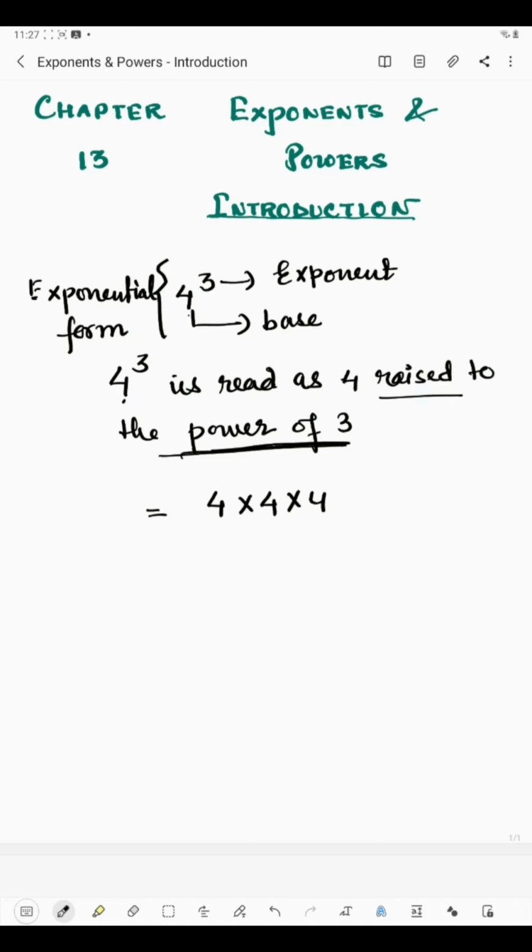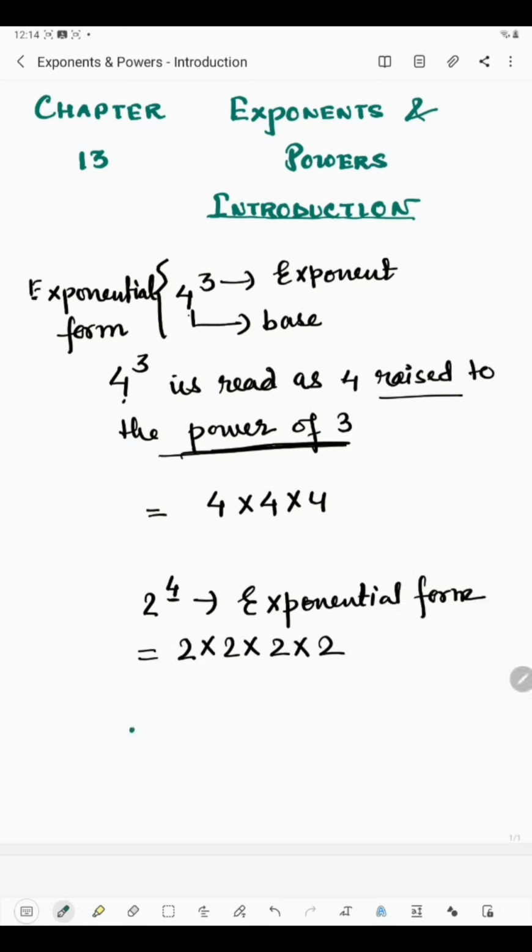Let us take another example. Suppose I write 2 to the power 4. That means this is given in exponential form. Since the power is 4 here, this is read as 2 raised to the power 4. So how do we write it in expanded form? Since the power is 4, we will write 2 four times.